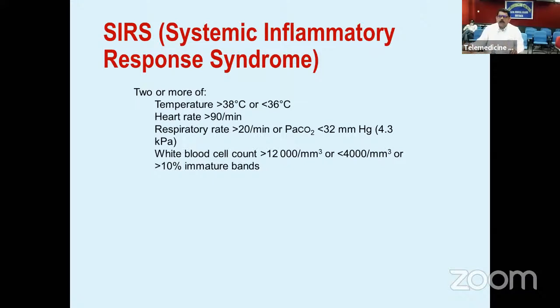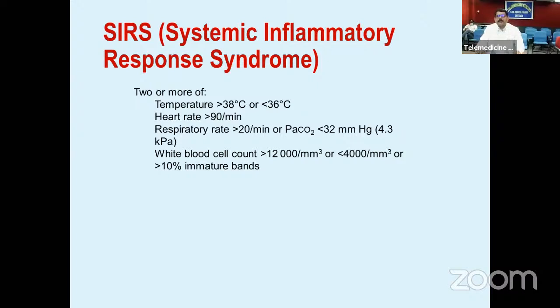I'll tell you something regarding the symptom. You can see the people who have these symptoms: temperature either more than 38 degrees centigrade or less than 36 degrees centigrade, heart rate more than 90, respiratory rate more than 20, or the partial pressure of carbon dioxide less than 32, the TLC more than 12,000 or less than 4,000, the leukopenia is also a risk factor, and more than 10% immature bands are classified as SIRS or systemic inflammatory response syndrome.